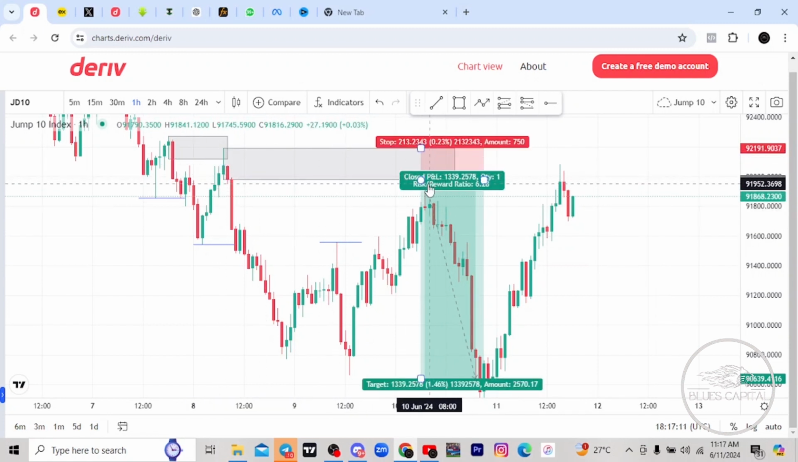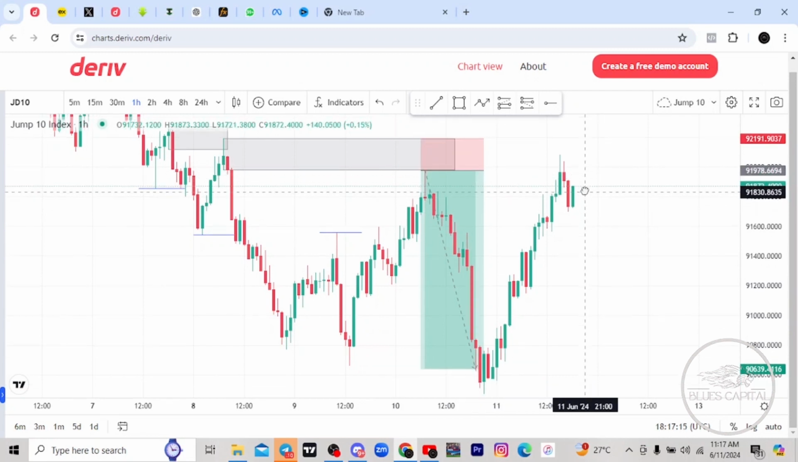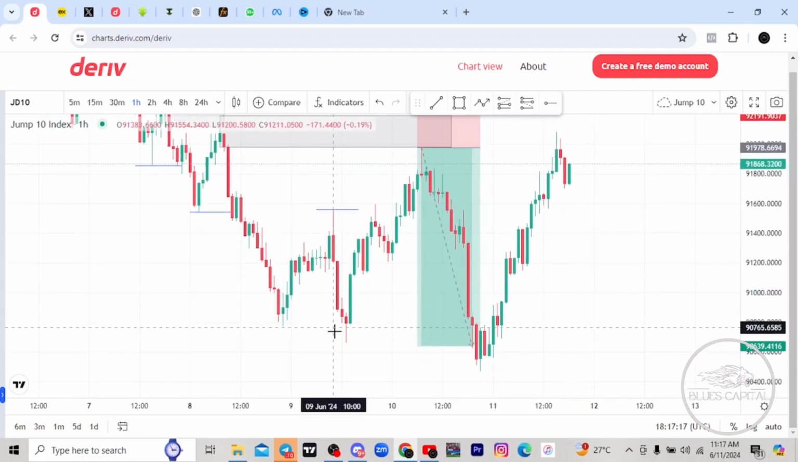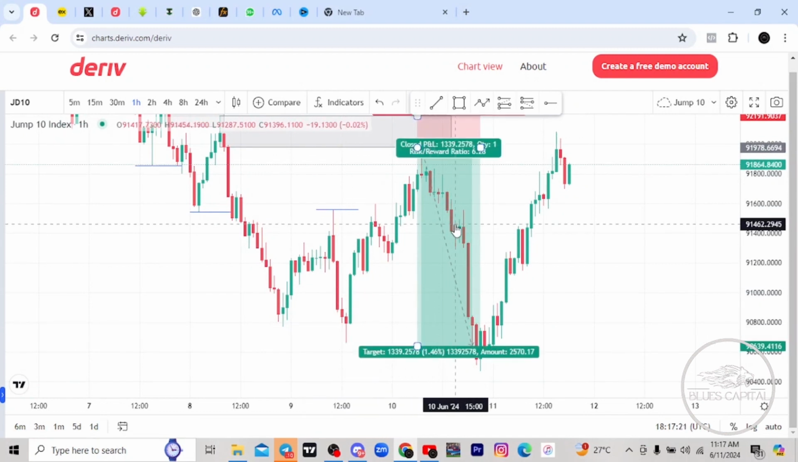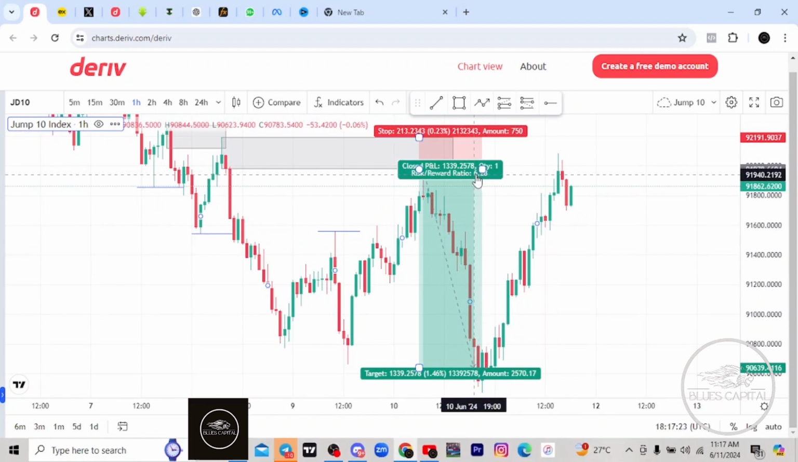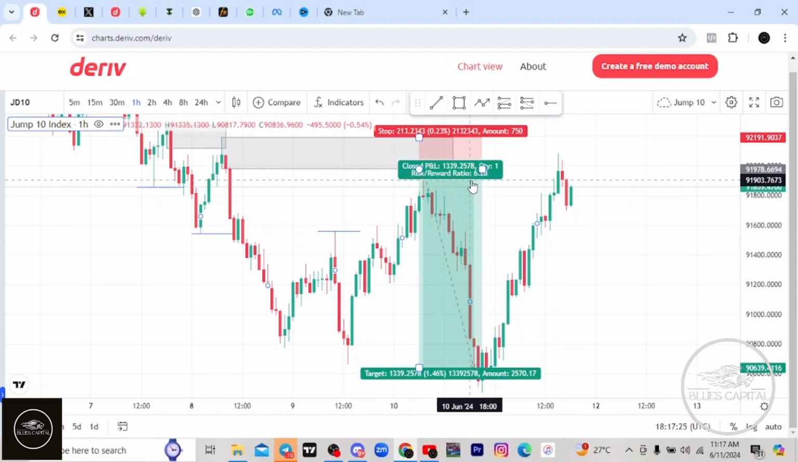Market tapped in with a sniper entry, pushed to the downside. We targeted this low. That's how we caught this trade over 6RR. That's 6.28 risk to reward ratio.